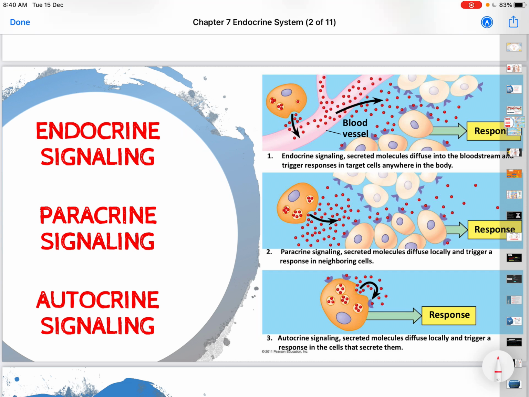So the secreting cell is very near to the target cell, and there is no need for the bloodstream. The chemical messenger will diffuse. For autocrine signaling, the target cell is actually the secreting cell. So the chemical messenger released by the target cell will go to the same cell to proceed with further action.